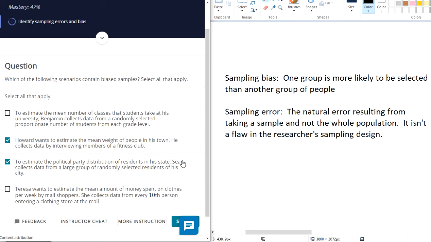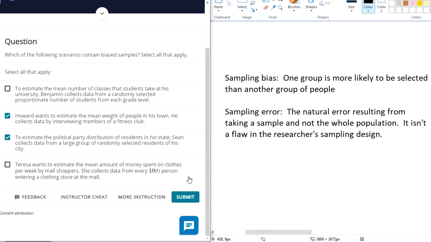Teresa wants to estimate the mean amount of money spent on clothes per week by mall shoppers. She collects data on every 10th person entering a clothing store at the mall. It's one particular clothing store, right? If Teresa wanted to make this unbiased, she should check in with every clothing store, because maybe people that go to clothing store A tend to spend more money than people that go to clothing store B.